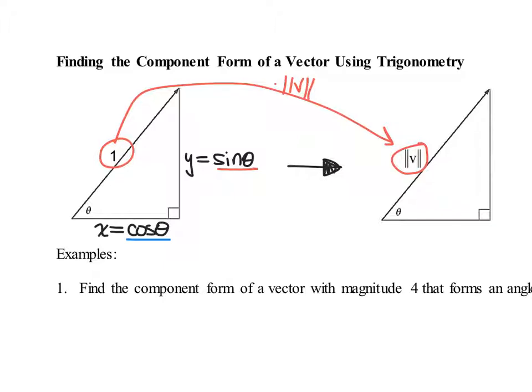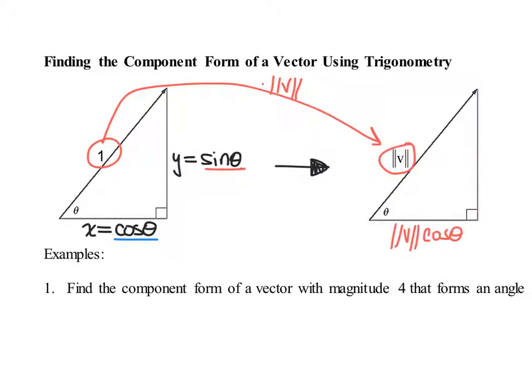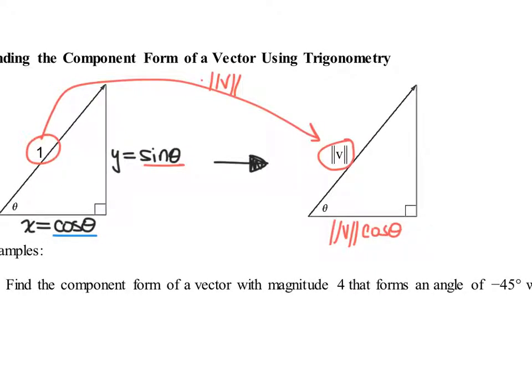So my horizontal distance would be the magnitude of v times the cosine of theta. My vertical distance would be the magnitude of v times the sine of theta.